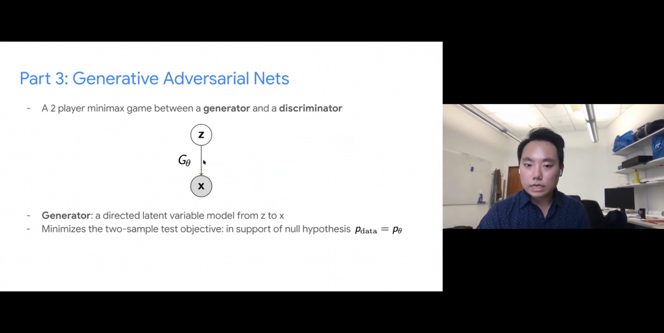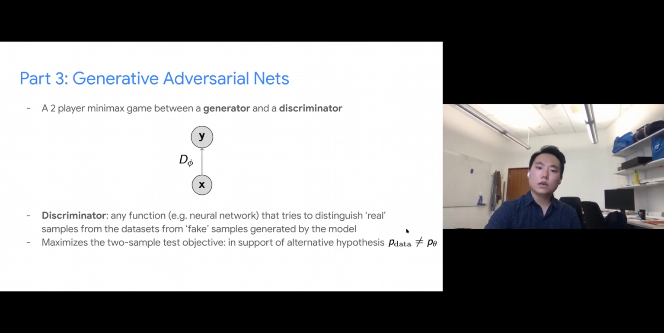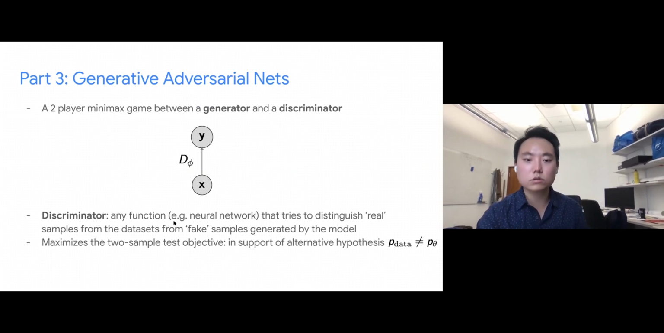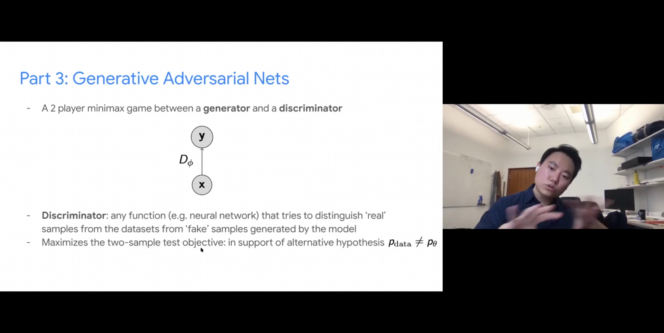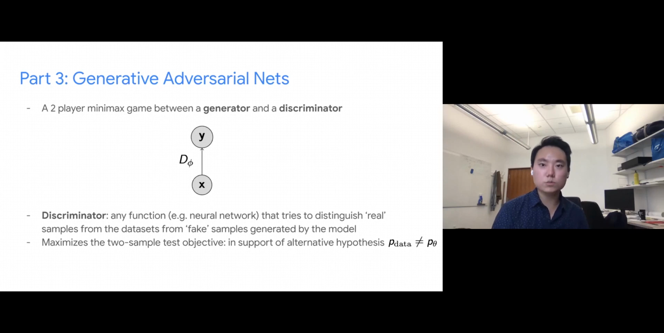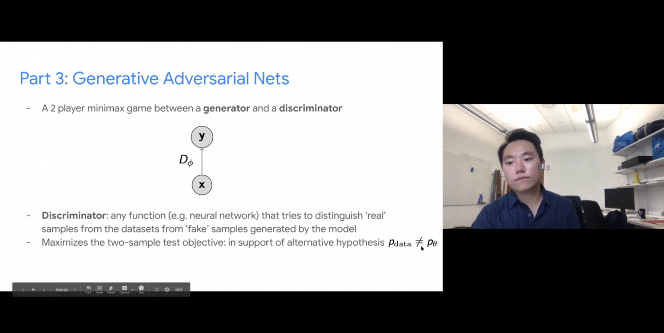So that in itself is our GANs. It's a two-player game between a generator and a discriminator. A generator will generate data from Z to X that tries to minimize the two-sample test objective. You want to make the data and your model distribution as close as possible. And a discriminator would be a classifier, a neural network that tries to distinguish real samples from the fake samples generated by the model. In other words, you want to maximize the objective and distinguish the true data from your data distribution and the generated images from your model distribution.